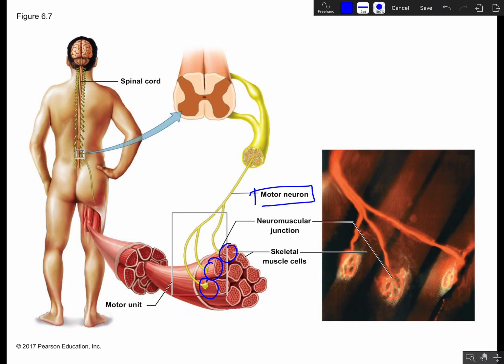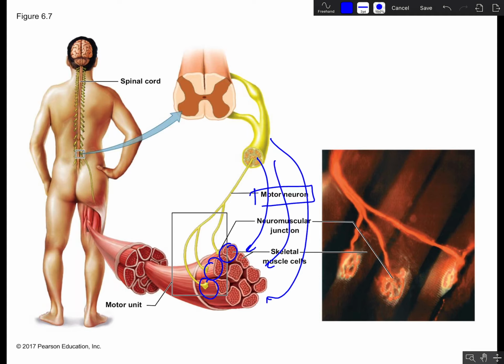And when you have a motor unit, you can recruit more motor units. So not only can one motor unit contract, you can actually recruit more and more motor units. There could be one over here, there could be one over here, there could be one over here. The more motor units you recruit, the stronger the contraction, and that is called recruitment.